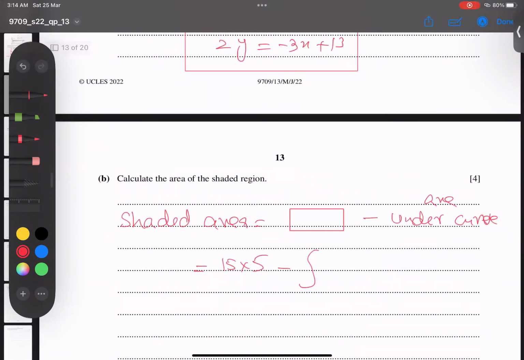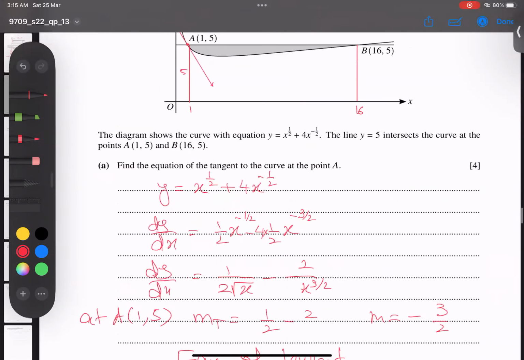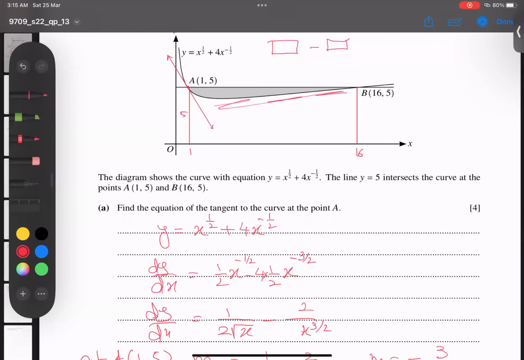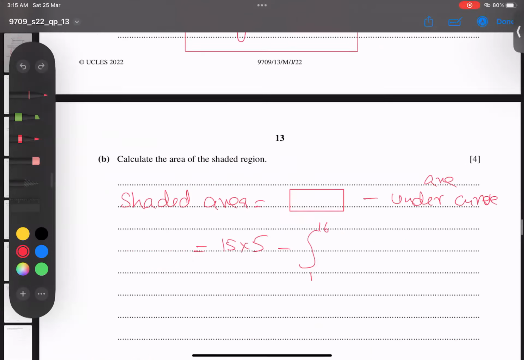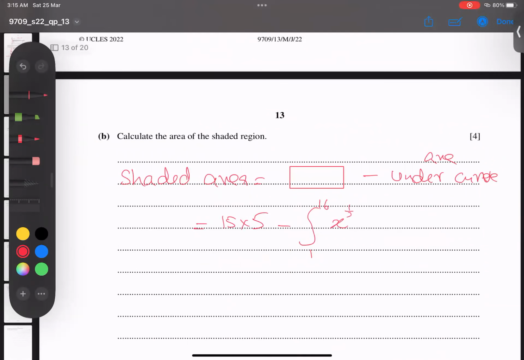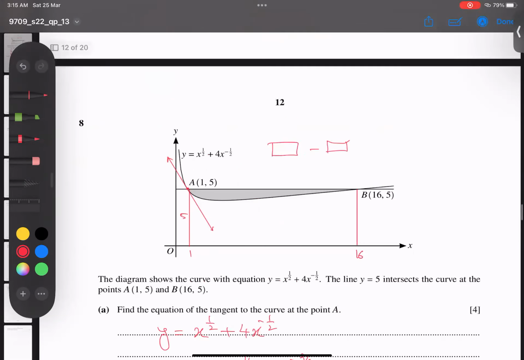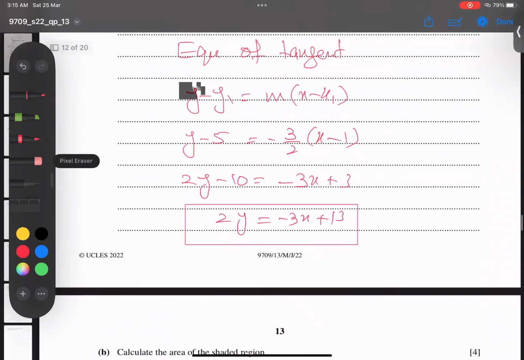So what is the other one? The integration of the curve from 1 to 16, because I need this area from the curve down to the x-axis, so I'm looking for the integration from 1 to 16 of x to the power half, and for x to the power, I think it is negative half.